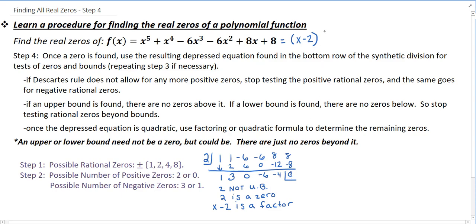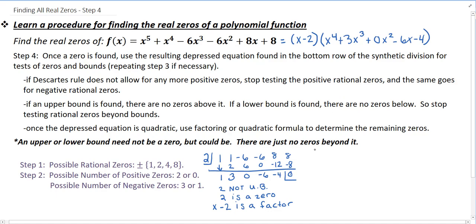And so 1x to the fourth plus 3x to the third plus 0x squared minus 6x minus 4 is our depressed equation. So it's always 1 degree less than what you were starting with. So we were degree 5, so we're now down to degree 4, and we use these coefficients 1, 3, 0, -6, -4 to write our equation.